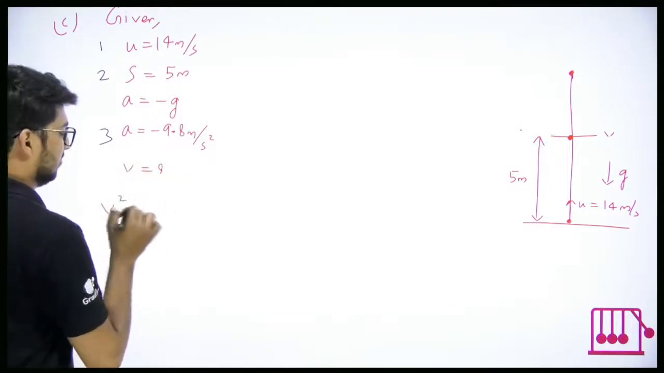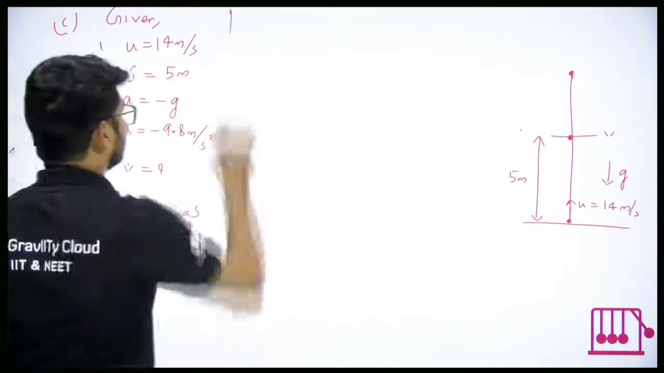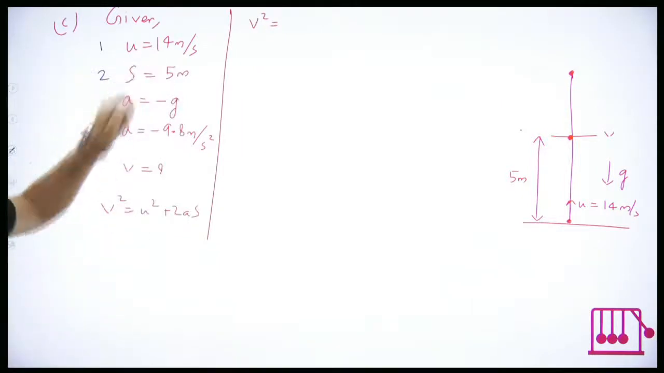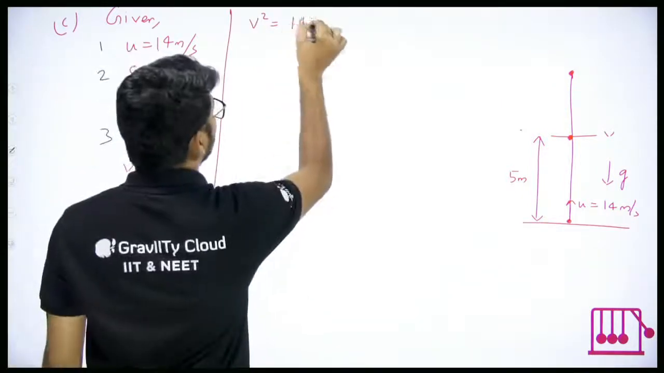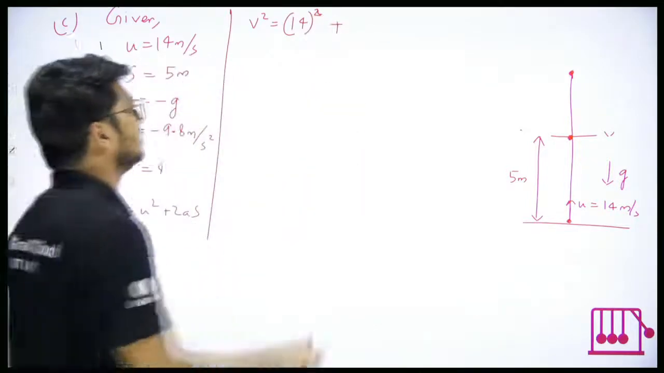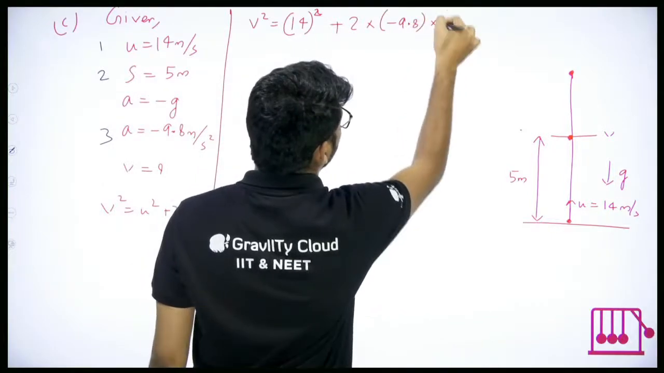We'll use the equation V square is equal to U square plus 2AS. So V square is equal to, what is U? 14. So 14 square plus 2AS. So plus 2 into A, which is minus 9.8, and S is 5.